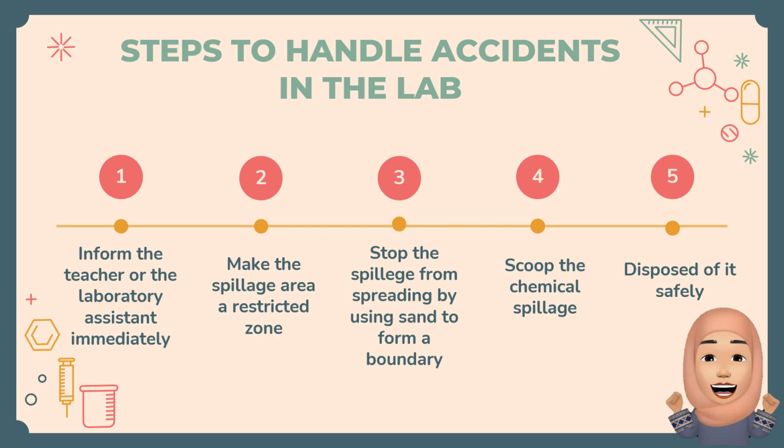So, here are the steps to handle an accident in the lab. First, inform the teacher or the laboratory assistant immediately. Second, make the spillage area a restricted zone. Third, stop the spillage from spreading by using sand to form a boundary. Next, scoop the chemical spillage. Last but not least, dispose of it safely.